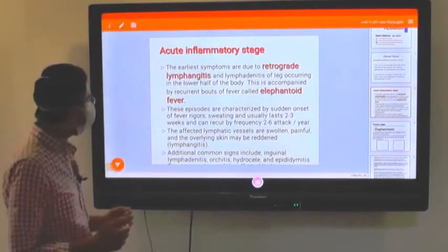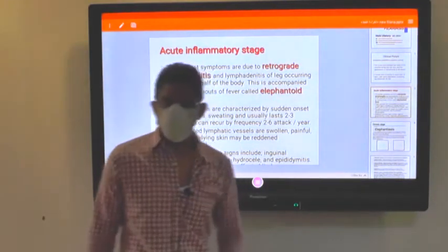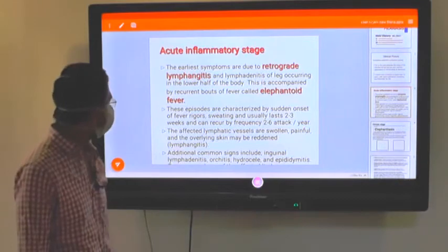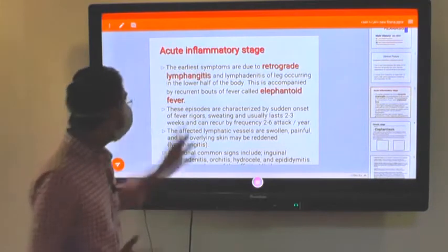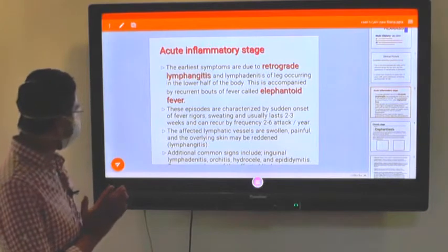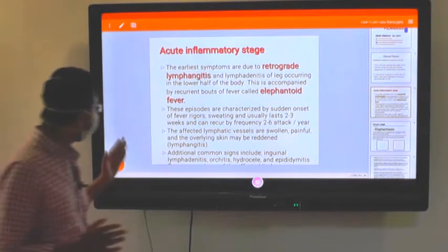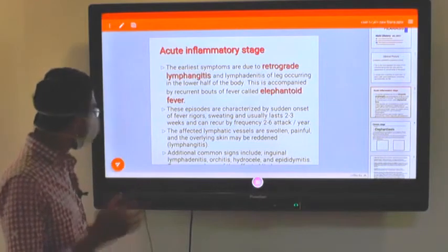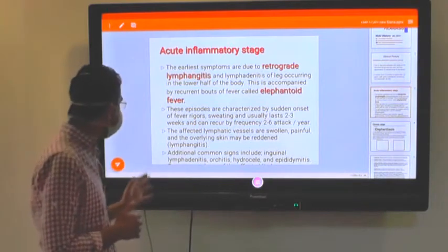Firstly, the acute inflammatory stage. The earliest symptoms are due to retrograde lymphangitis and lymphadenitis of the leg, occurring in the lower half of the body. It's accompanied by recurrent bouts of fever, which is called elephantoid fever. These episodes are characterized by sudden onset of fever, rigors, and sweating, and usually last 2 to 3 weeks. They can recur with a frequency of 2 to 6 attacks per year. So there is a sort of recurrence. That's why it's a recurrent retrograde lymphangitis.